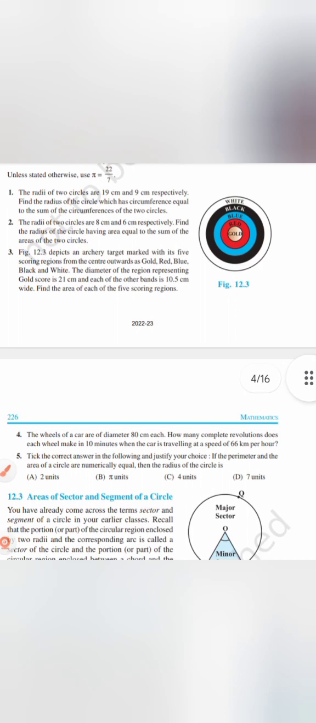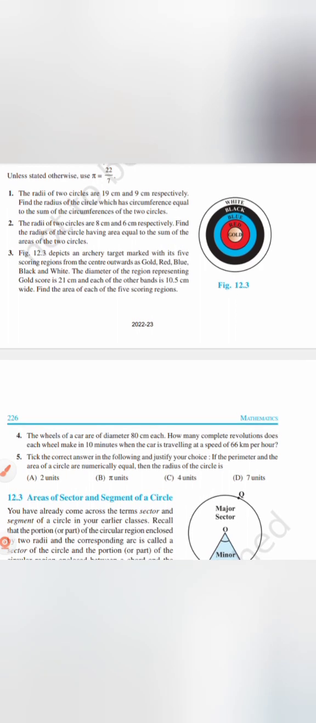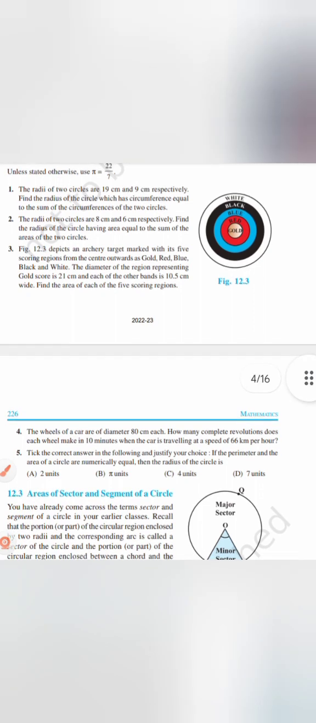Tick the correct answer in the following, and justify your choice. If the perimeter and the area of a circle are numerically equal, then the radius of the circle is. So if pi r square and 2 pi r are numerically equal, then the radius of the circle is. Here you need to find out how it would happen.